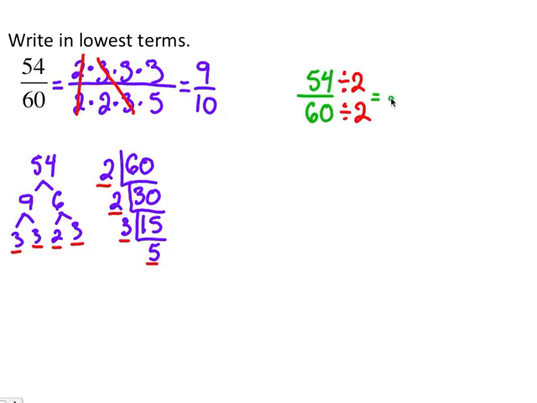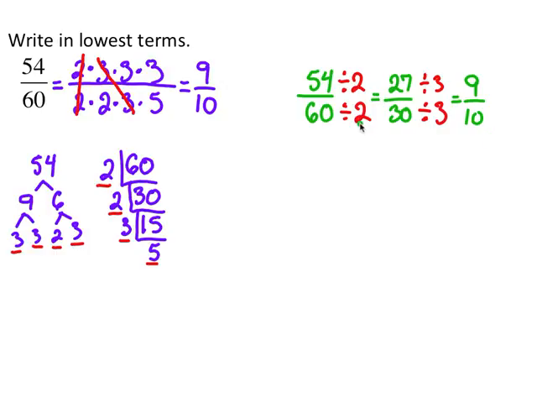When we do that, 54 divided by 2 is 27, and 60 divided by 2 is 30. Then we do it again. Try to find a number that will divide in evenly into both of those numbers. 2 won't work anymore, but 3 goes into both of them. So we divide both of these by 3. 27 divided by 3 is 9, and 30 divided by 3 is 10. And nothing will go into both 9 and 10, so we know that we're done.